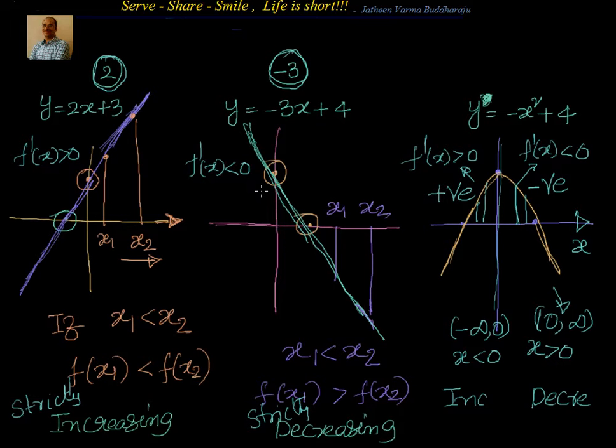Now let's look at some simple examples and see how we can apply the concept. Let's look at this example. Prove that the function f of x equal to 4x plus 7 is strictly increasing for all values of x throughout the real number line. Now, how to prove this?